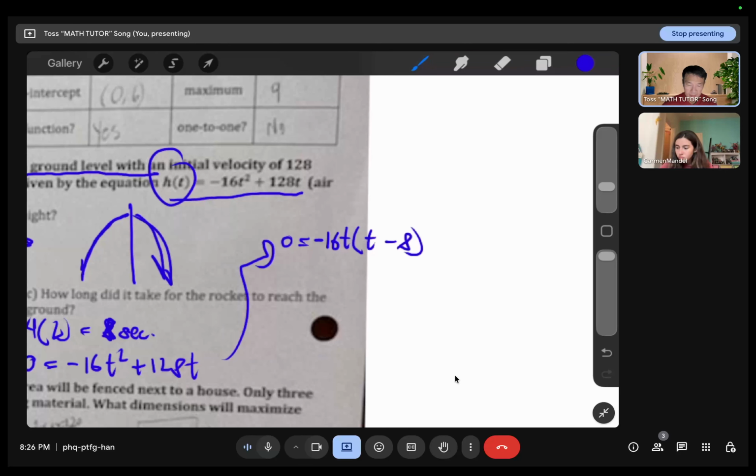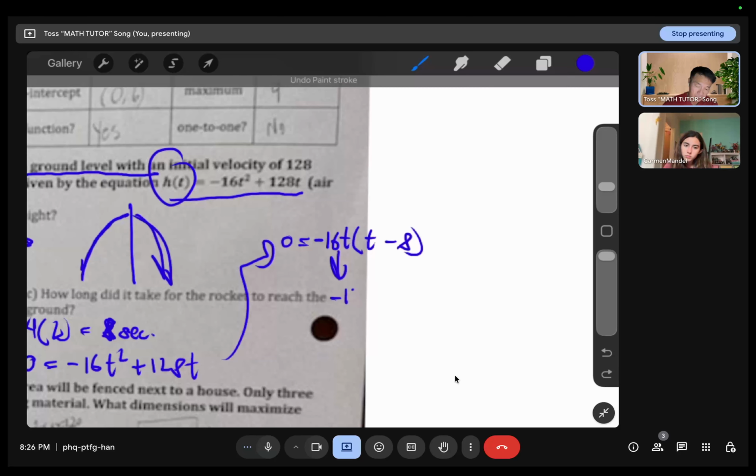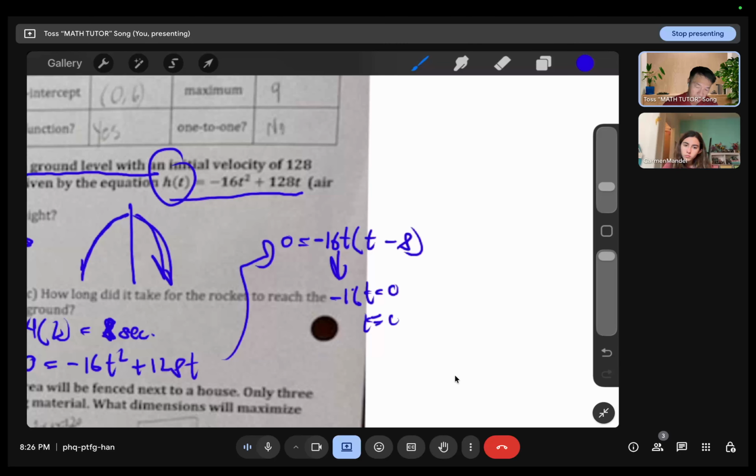There. You see that? It's okay? Then you set each one equal to 0. We already know the first one is when it starts from the ground, so that's why it's going to be 0. T equals 0. That's the first one, but you don't care for that. The one that you're going to care for is t minus 8 equals 0. It's t equals 8. So there.